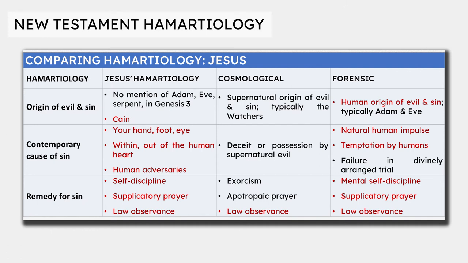Now let's compare Jesus' views with the hamartiology of forensic dualism. Firstly, forensic dualism posits a human origin of evil and sin, typically Adam and Eve. Secondly, in forensic dualism, sin results from the Yetzer, a natural human impulse, or from temptation by humans, or from failure in a divinely arranged trial. Thirdly, in forensic dualism, sin is avoided through mental self-discipline, supplicatory prayer, and law observance. That's quite clearly a much better match. From this, I conclude Jesus held to a forensic hamartiology and therefore a forensic dualism.